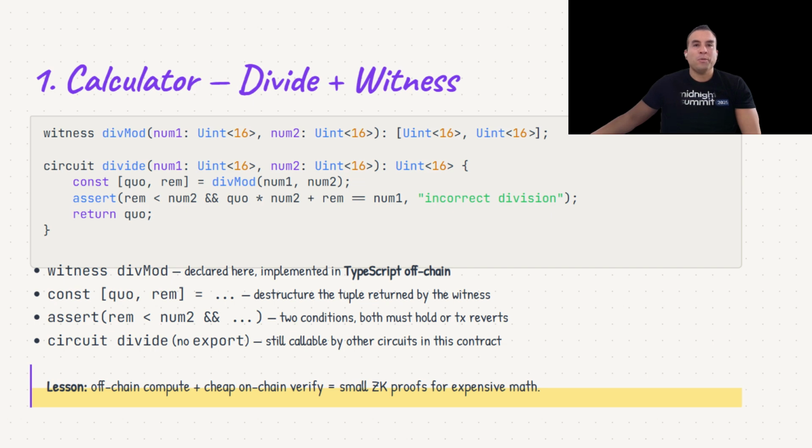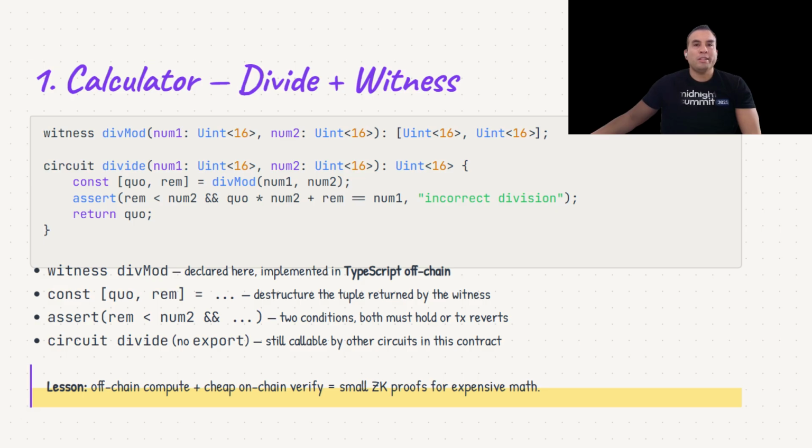Look at line 1. Witness deep mod with a signature but no body. We are saying there's a function called deep mod somewhere in the user TypeScript code. We don't know how it works. Just give us the quotient and remainder when we ask.